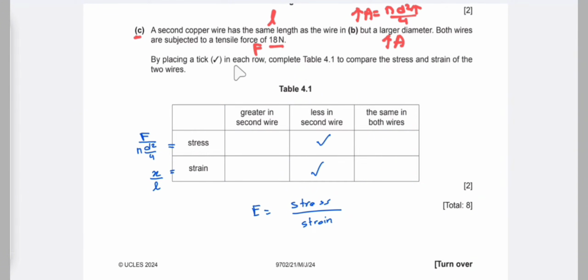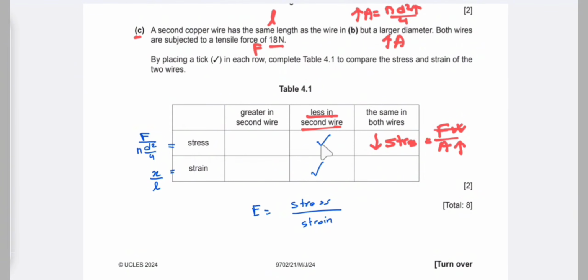By placing a tick in each row, complete table 4.1 to compare the stress and the strain for the two wires. So what would be the stress? We know that stress is equal to force per unit area. Since the force is same for both wires, and the cross-sectional area of the second wire is more, the denominator is more, so the stress has to be less.